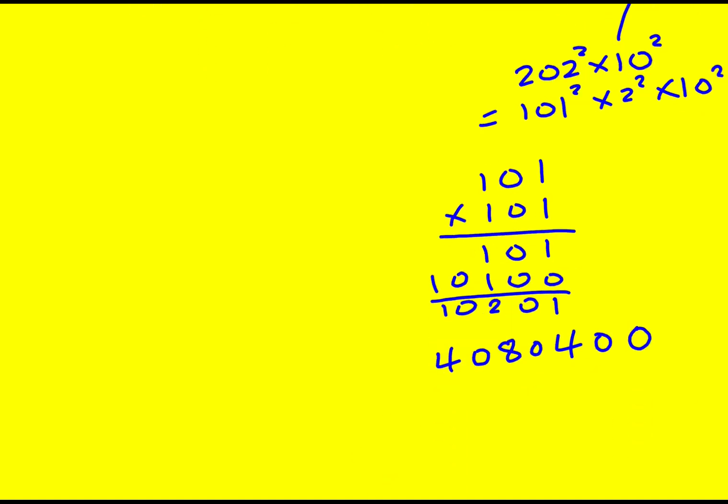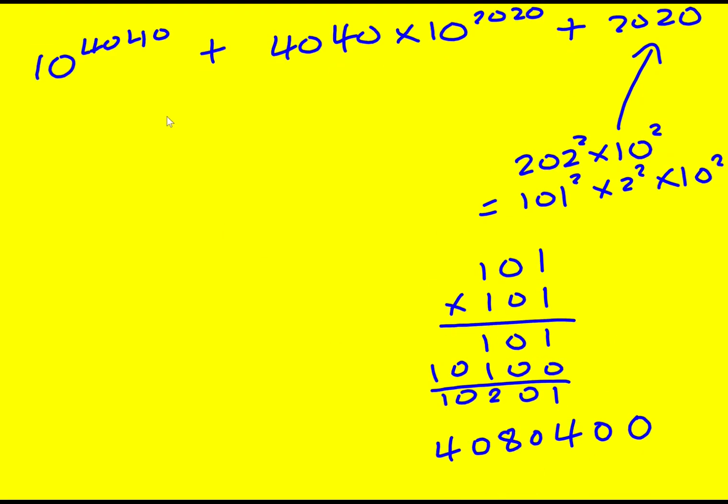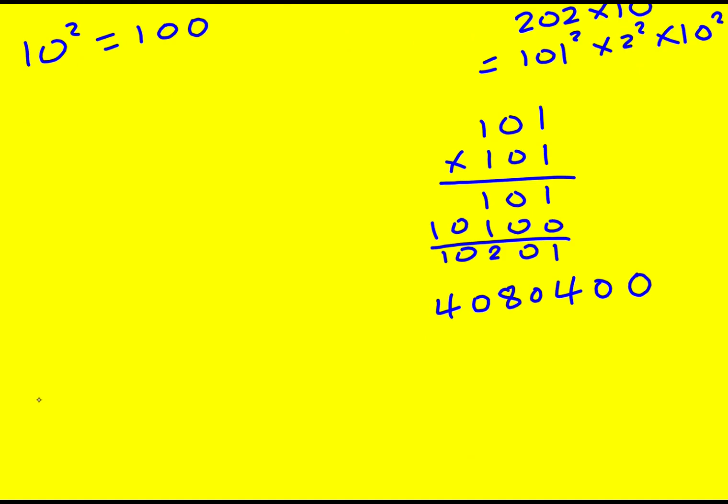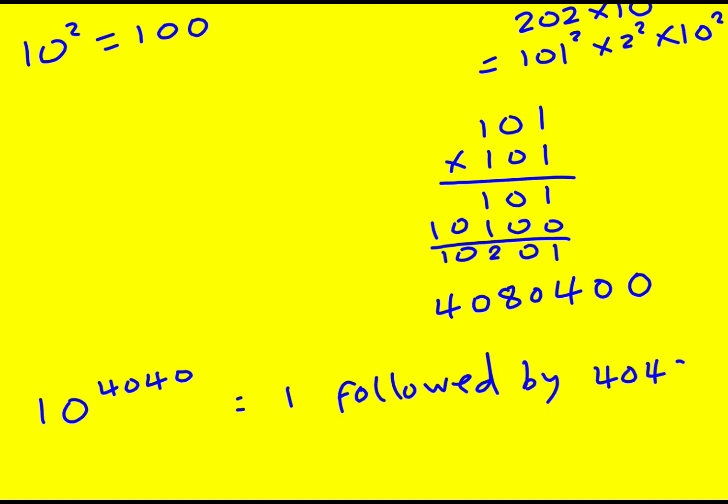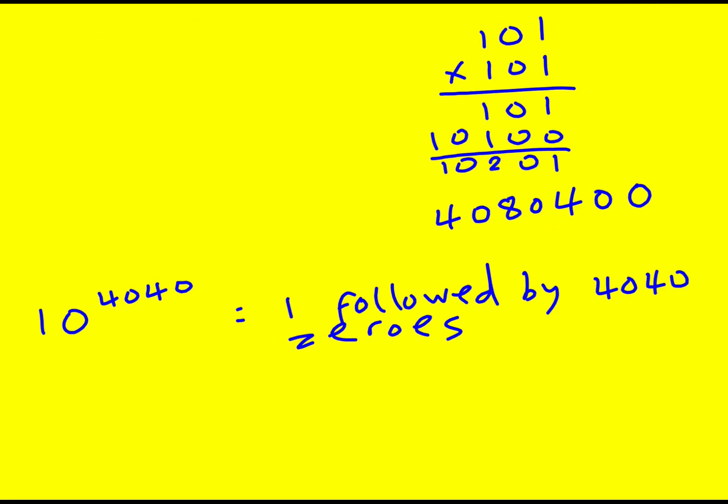So let's just think about each of these things. Remember, 10 squared is actually 1 followed by 2 zeros. So 10 to the 4040 is 1 followed by 4040 zeros. Remember, we're asked for the sum of the digits, so we've got lots of zeros going on, and then a 1 at the start.